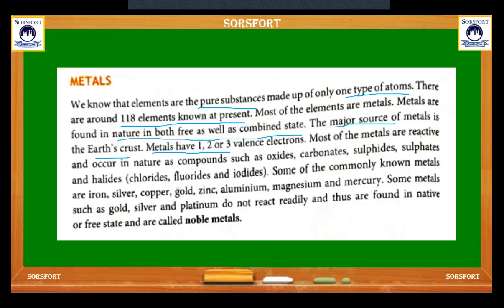Metals have 1, 2 or 3 valence electrons. Most of the metals are reactive and occur in nature as compounds such as oxides, carbonates, sulfides, sulfates and halides. Halides means chlorides, fluorides and iodides. Some commonly known metals are iron, silver, copper, gold, zinc, aluminum, magnesium and mercury. Some metals such as gold, silver and platinum do not react readily, and thus they are found in a native or free state. They are called noble metals.